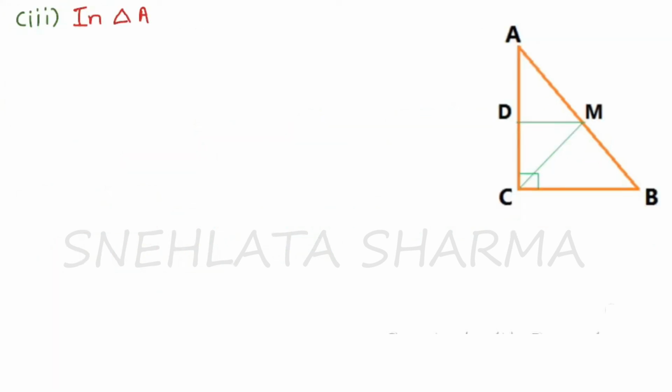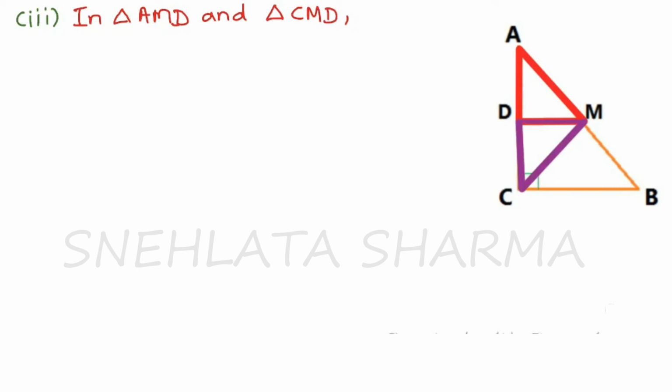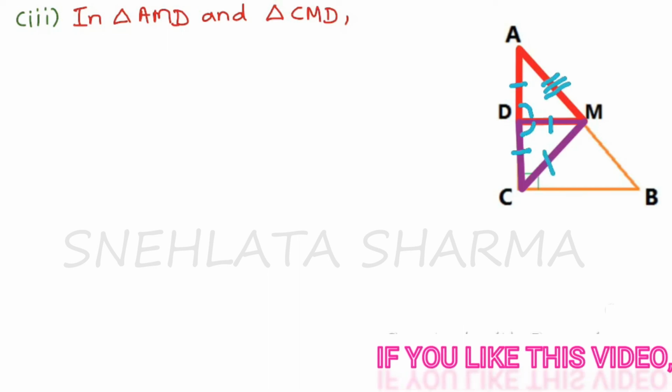In triangle AMD and triangle CMD, see figure. This is triangle AMD and this is triangle CMD. In these two triangles, we have AD is equal to CD because D is the midpoint of AC. We have MD is common and angle ADM is equal to angle MDC. So by SAS congruence rule, we can say that these two triangles are congruent. And since these two triangles are congruent, by CPCT we can say that AM is equal to CM.